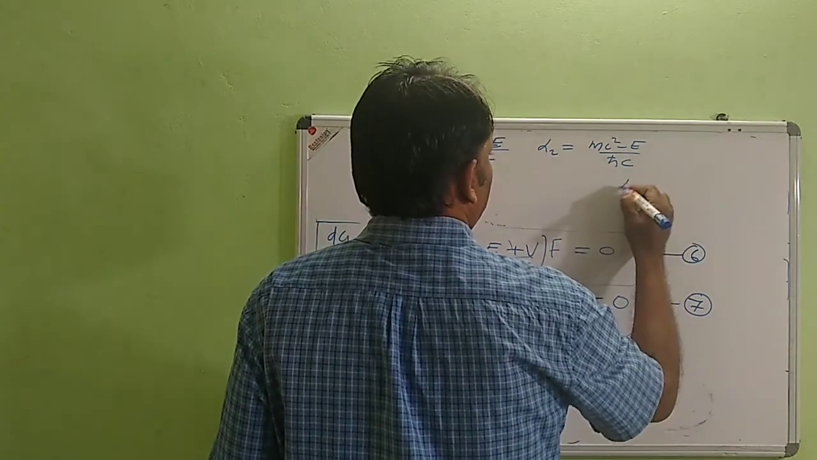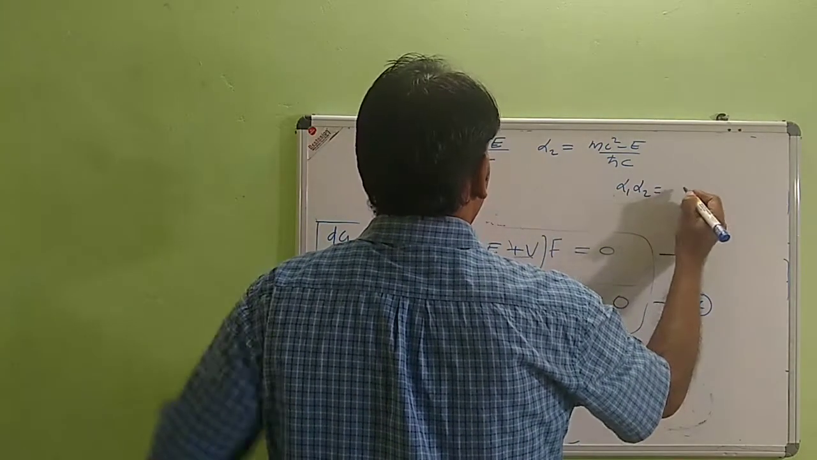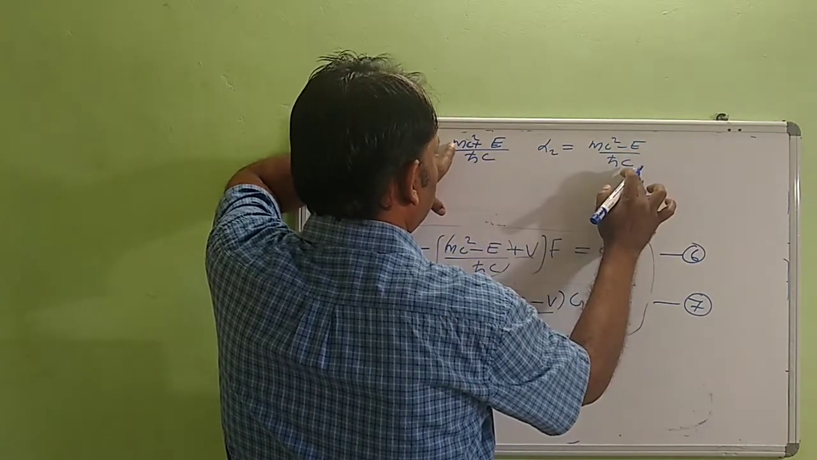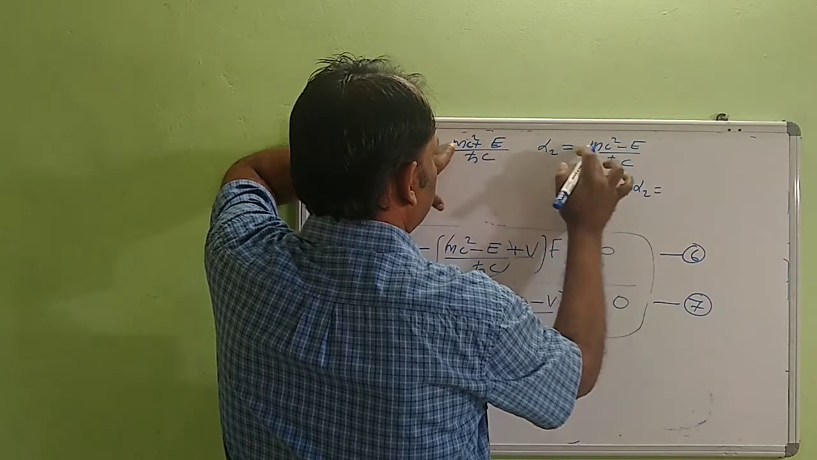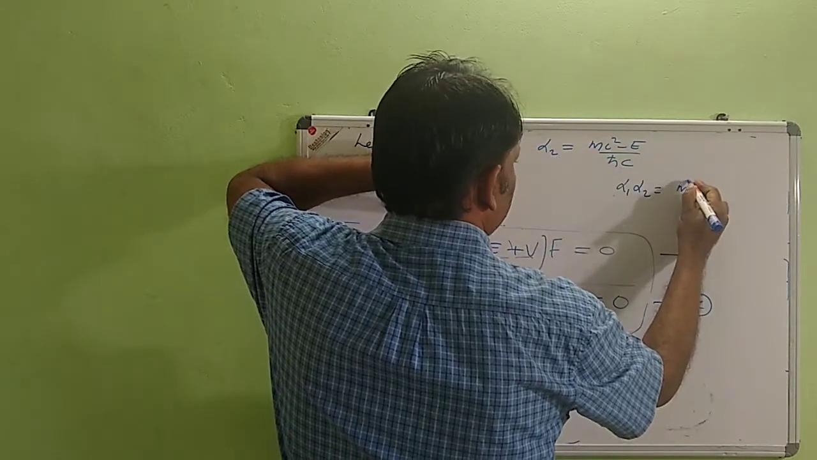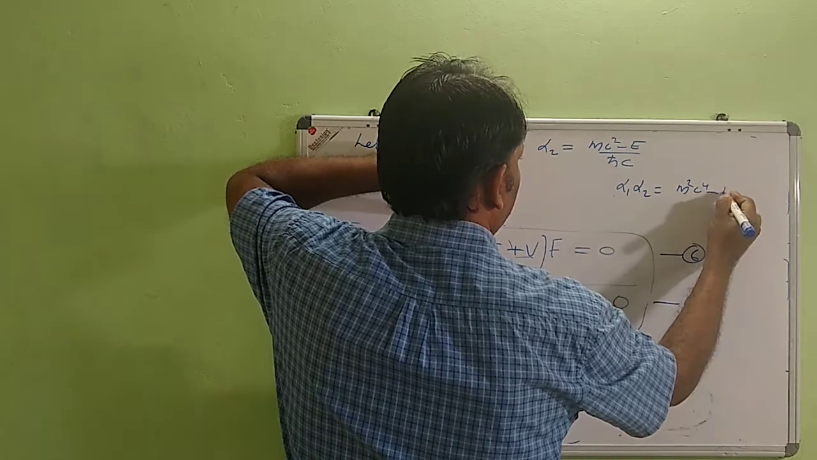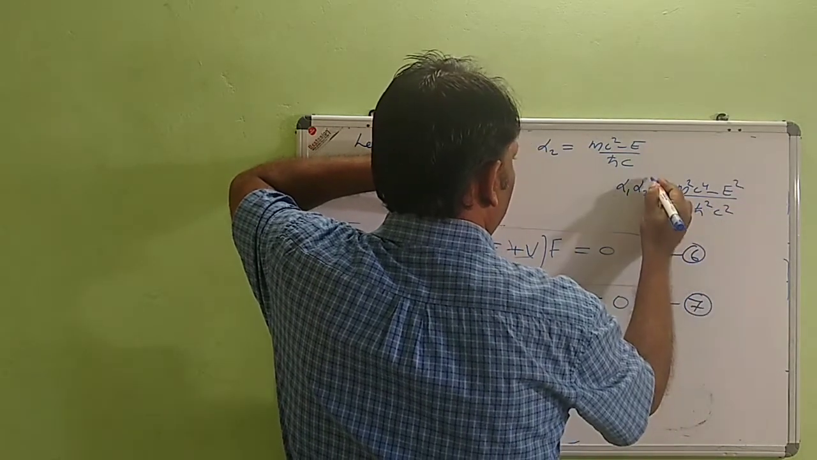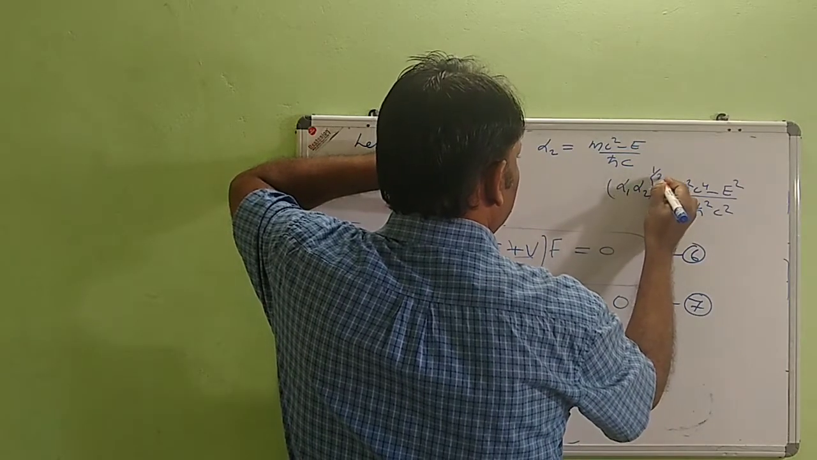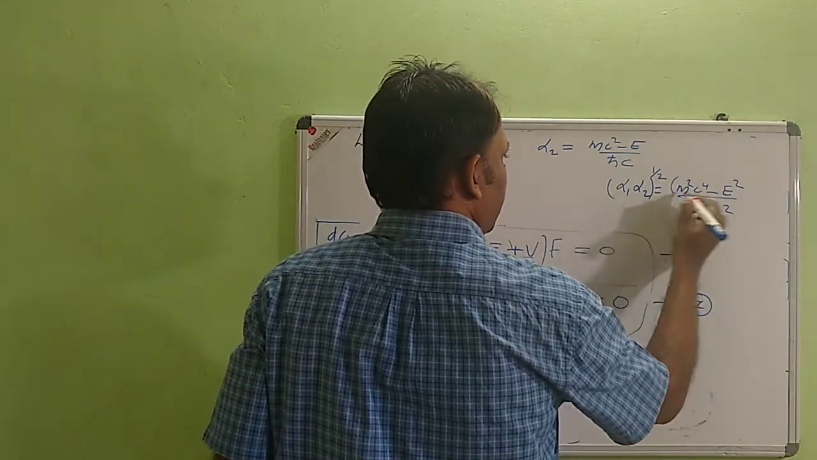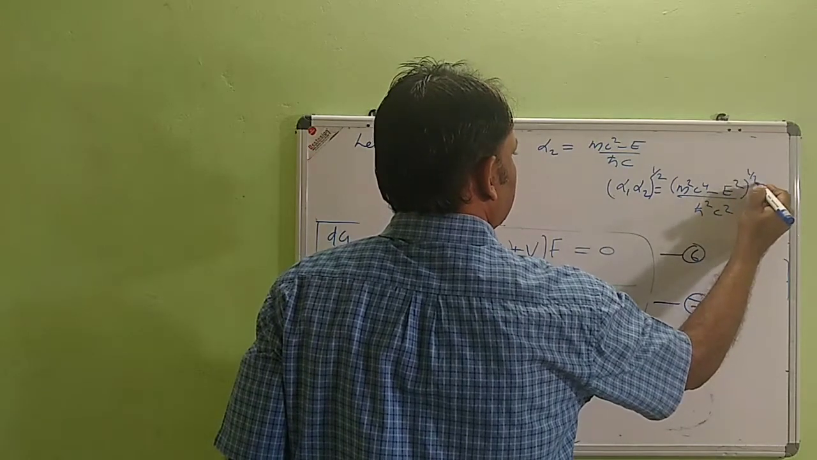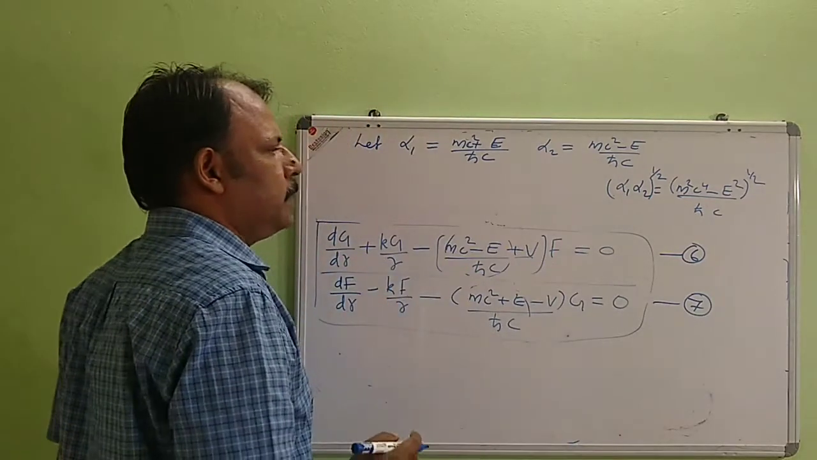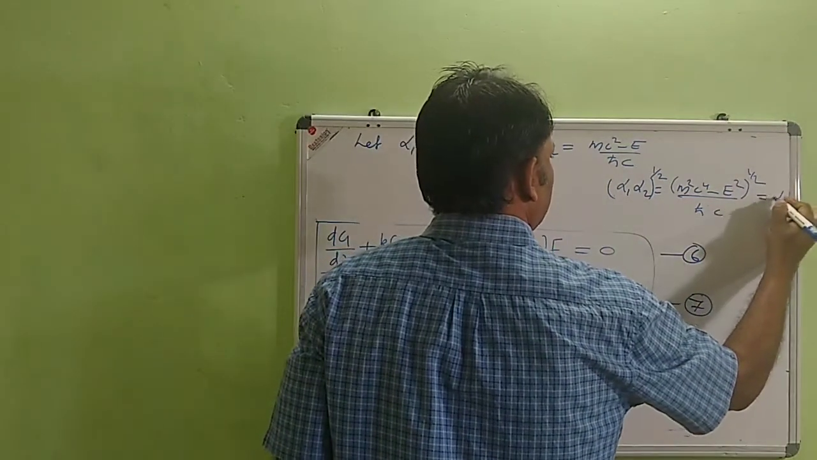Now we will find alpha 1, alpha 2. Alpha 1, alpha 2 will be mc square plus e into mc square minus e by h bar c into h bar c. Mc square plus e into mc square minus e is m square c raised to 4 minus e square by h bar square c square. So alpha 1, alpha 2 raised to 1 by 2 will be m square c raised to 4 minus e square, raised to 1 by 2, by h bar c. This I am taking as alpha.